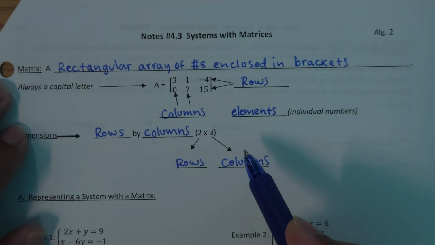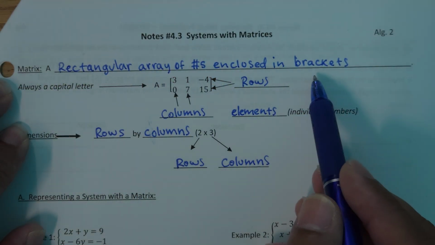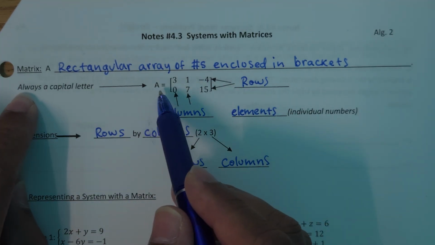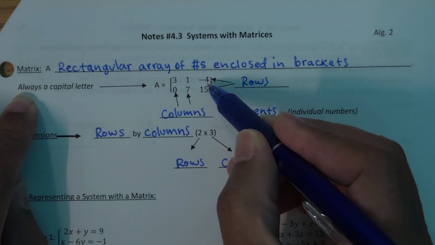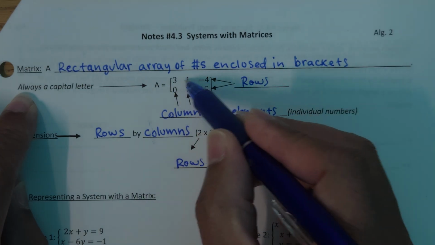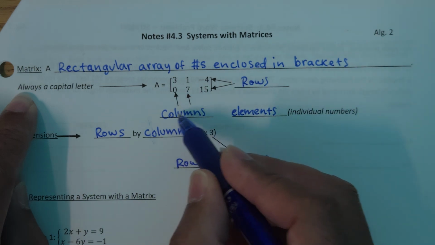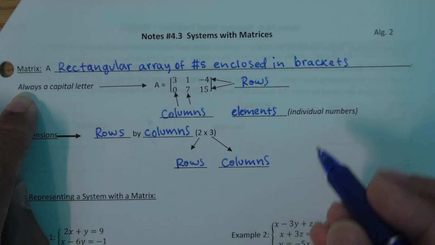So what is a matrix? A matrix is a rectangular array of numbers enclosed in brackets, such as this example here. Notice they're always named by a capital letter. In this case, this is the matrix A. These arrows are pointing to the rows, so this is one row, this is two rows. And these arrows are pointing to the columns.